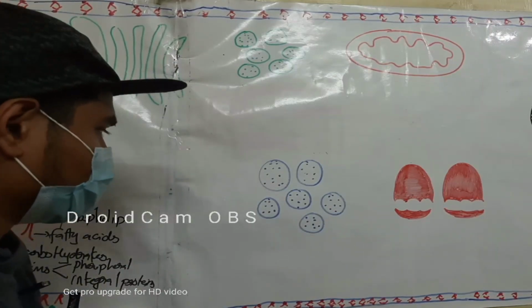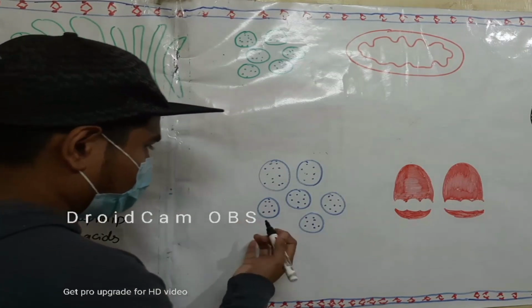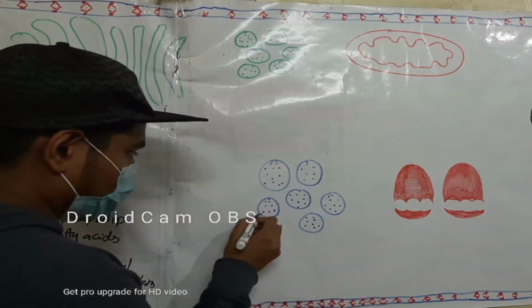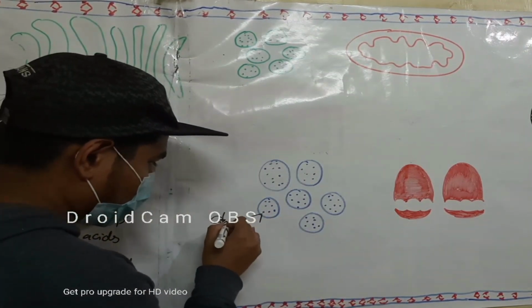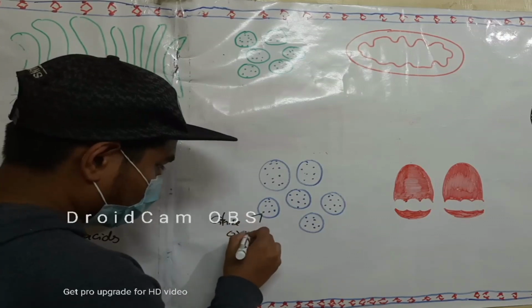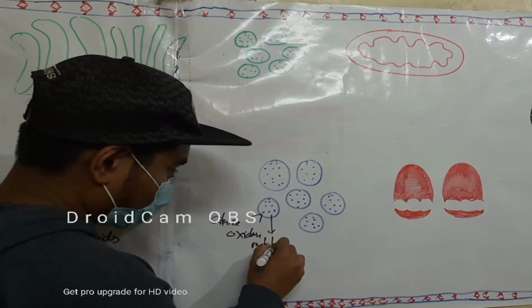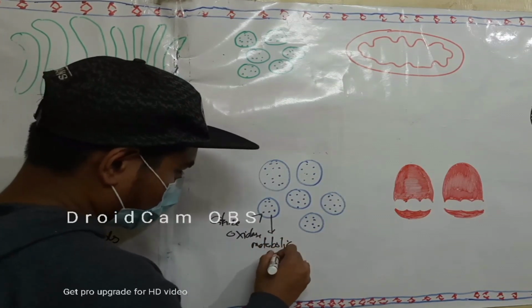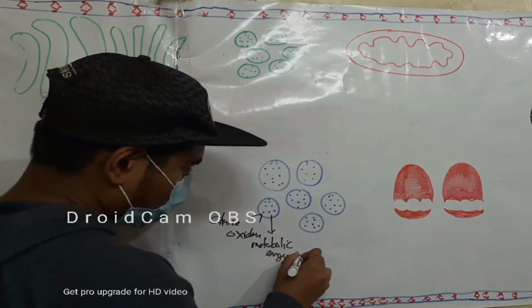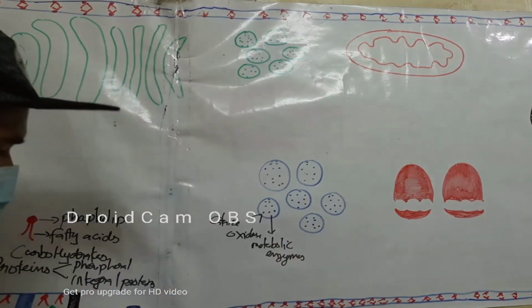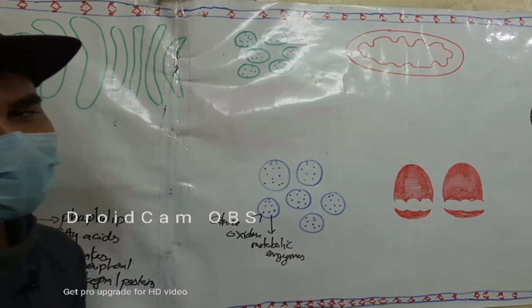The next structure we are going to see is the peroxisome. This peroxisome contains many enzymes. These are catalase, oxidase, and metabolic enzymes. The main function of the peroxisome is that it helps in the removal of free radicals.